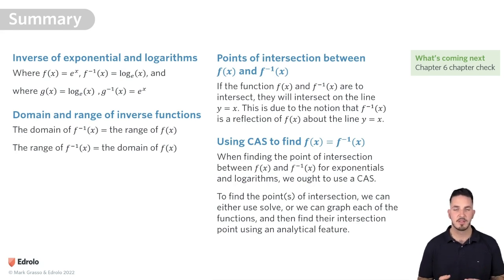Again, this is due to the notion that the inverse is just a reflection of the original about the line y equals x. And finally, using the CAS to find the points of intersection. So obviously we can use our CAS by using solve. However, you can also find these points of intersection graphically on your CAS by going menu, analyze graph, and then finding your points of intersection that way as well.